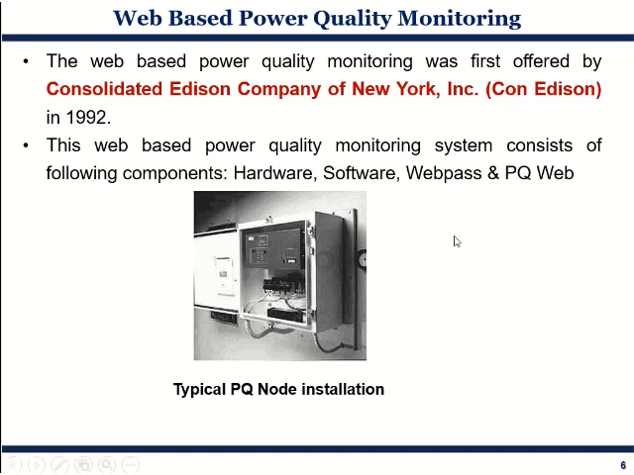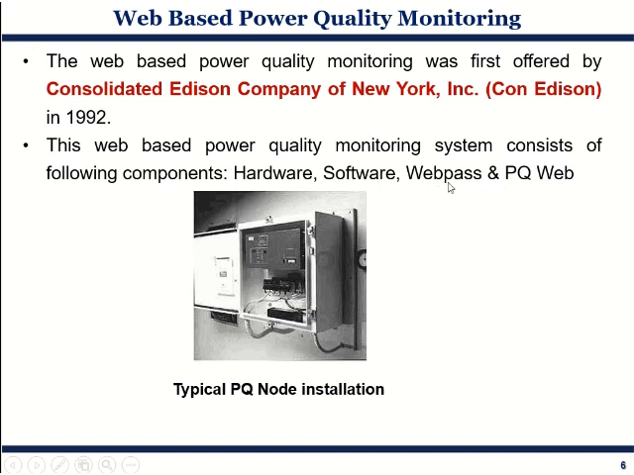The first web-based power quality monitoring system came into existence in 1992, which was given by the Edison Company of New York. This particular system had four different components. The hardware, which is depicted here, a typical PQ node installation system. Then we had software, which I have already discussed. And then we have web pass and PQ web.